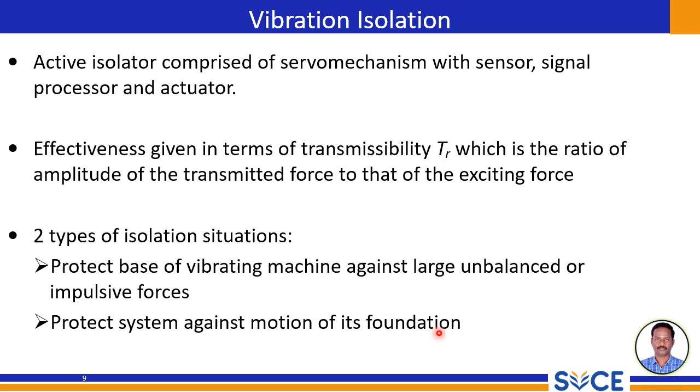So, active isolators offer superior vibration control through feedback systems. Transmissibility is a crucial metric for evaluating isolator performance, with lower values indicating better isolation. And finally, vibration isolation can be used to protect either the base of a vibrating machine or a sensitive system from foundation vibrations.